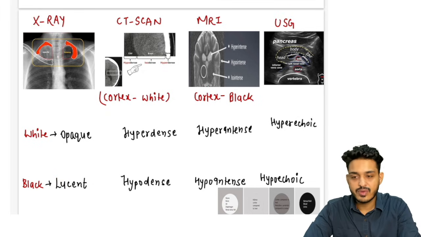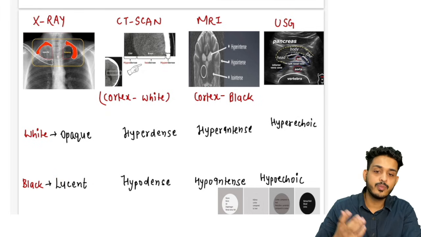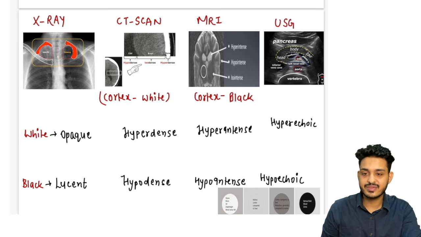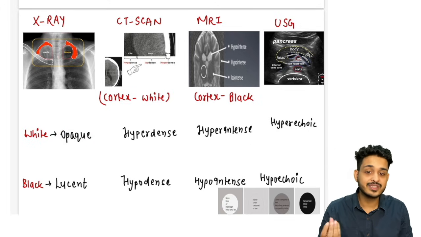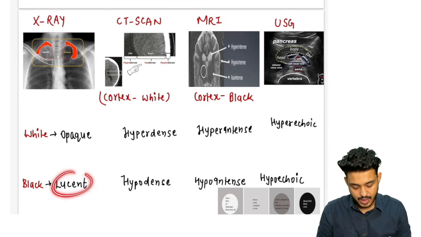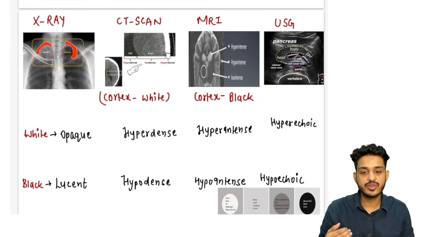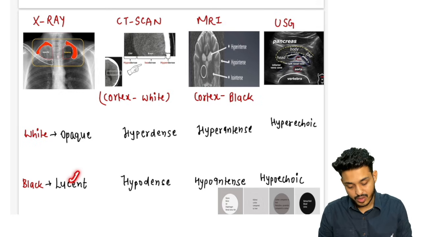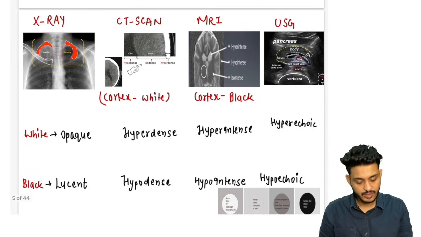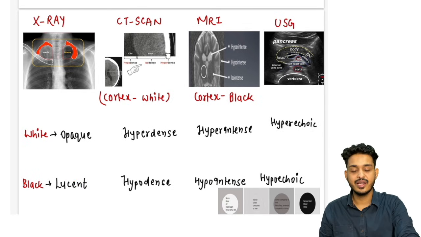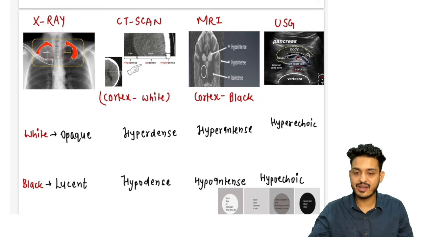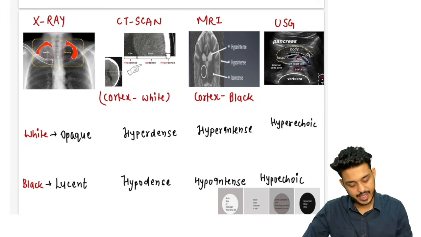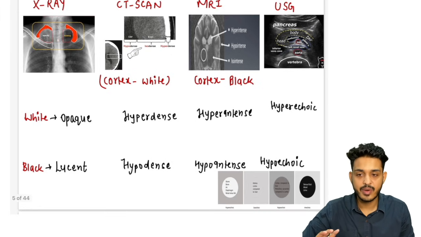So we have radio-opaque things, radio-opacity. Infiltrates are there. This is going to be opaque, meaning something white is there. Radiolucent means it is going to appear black on X-ray. This is very important, you need to understand. Whenever they write the terms opaque and lucent, they are talking about X-ray.